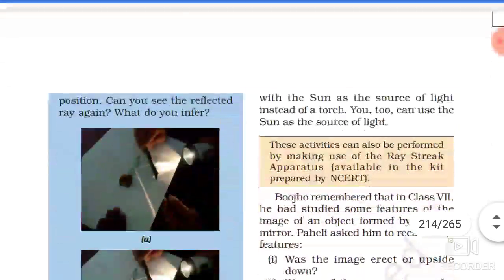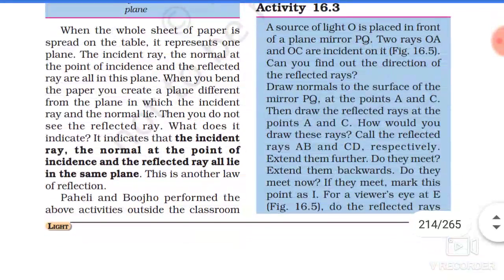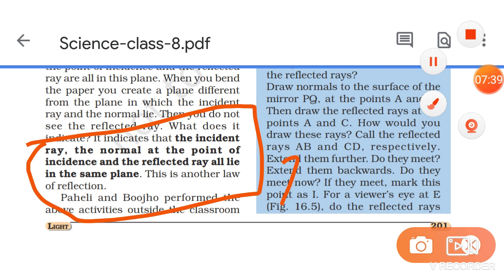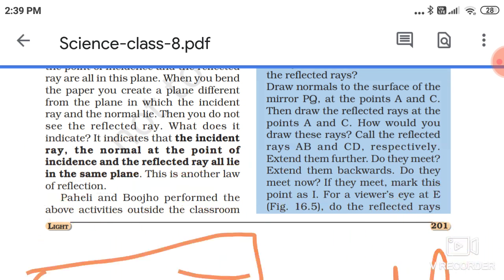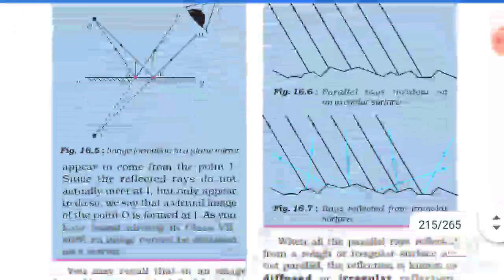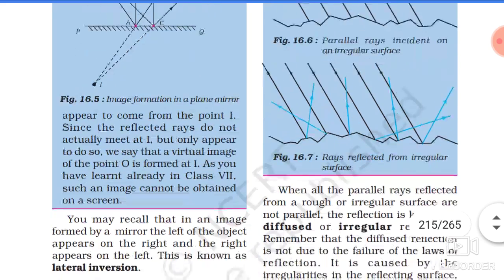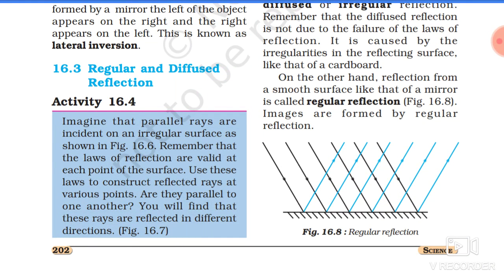Now let's start the next topic. Here we will discuss these activities in another video. And this is the second law: the incident ray, normal and reflected ray lie in the same plane. I will make a separate video on each topic, and these activities I will discuss in a separate video. Now, what are regular and diffuse reflection?